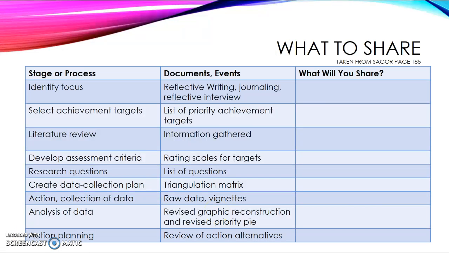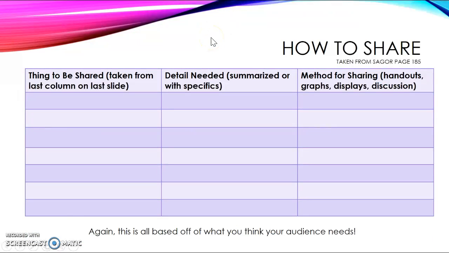Okay, this is on Sagor page 185, and it's a table that can help you figure out what you want to share with your audience. It leads you through the stage or process you're going to be in throughout your action research and the documents or events that you might incur during this time period, and really lets you brainstorm what you want to share. And yet again, this is all dependent on who your audience is and what you want to share out of all of this, but I think it's a really great idea to get your thoughts together before you make a formal presentation.